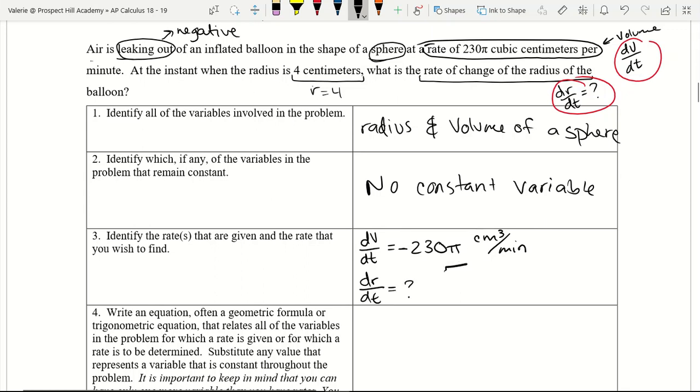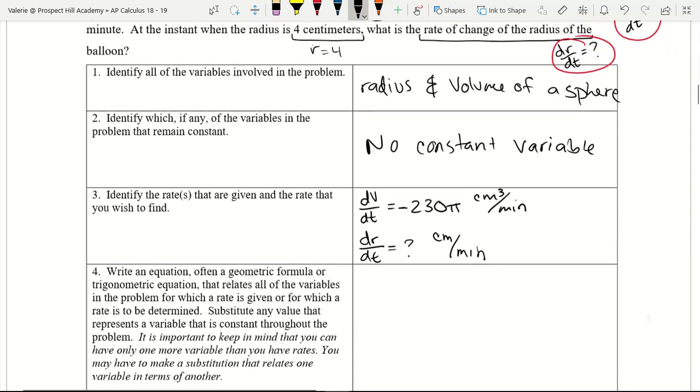And the units for dr/dt are going to be just centimeters per minute, because our unit of time in this problem is minutes. And radius is not going to be centimeters squared, that would be area. And centimeters cubed is volume, so centimeters is the length of a radius.